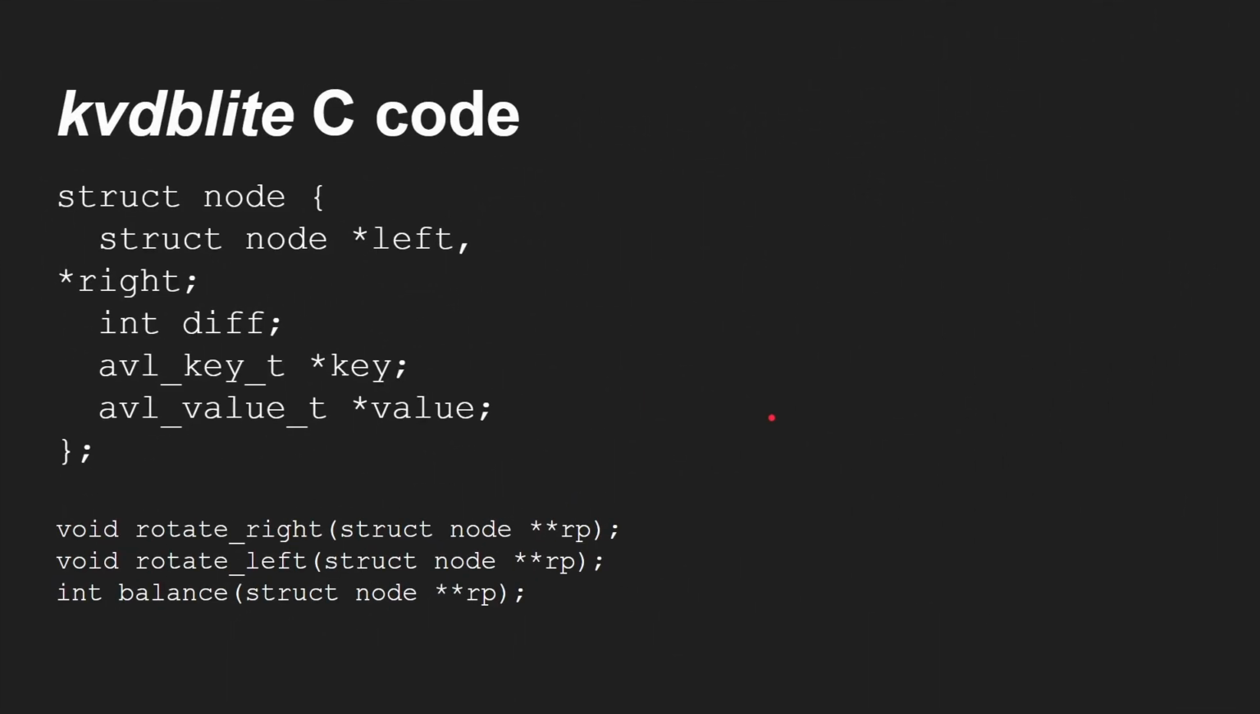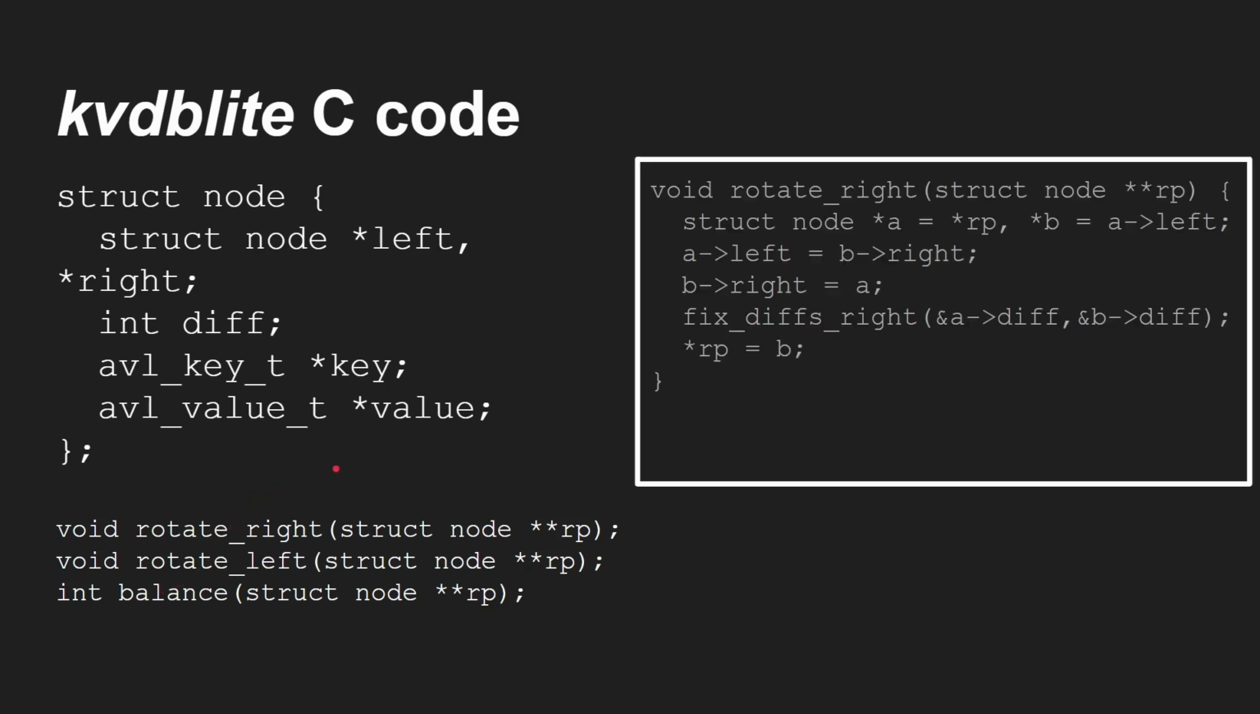Now in my code, basically we have this idea of a node, and there's a pointer to another node to the left, a pointer to another node to the right. There's the difference. Is it more than one node height difference? So we know we need to balance it or not. And then you have the key and the value. And inside the code, you're going to find rotate left, rotate right, and a balance function that go through and balance the tree at any time it's needed.